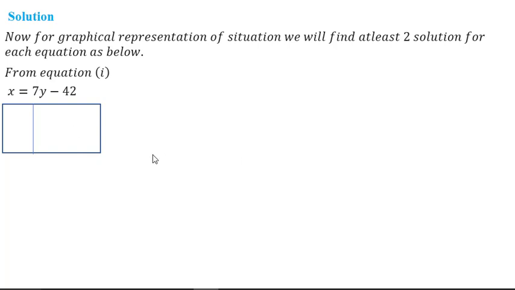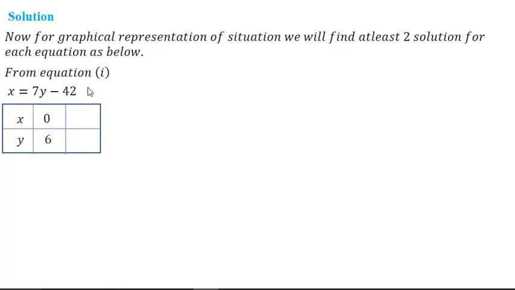Now the first equation is x minus 7y plus 42 is 0. So this can be written as x equal to 7y minus 42. I have written equation 1 in this way so that my calculation will become easy. Here I want two solutions which satisfy this equation. So what I can do? I can assume any value for y. So I can take say 7, 7 7s are 49, or I can take 6. So when I take y as 6, 7 6s are 42, 42 minus 42 will be 0.